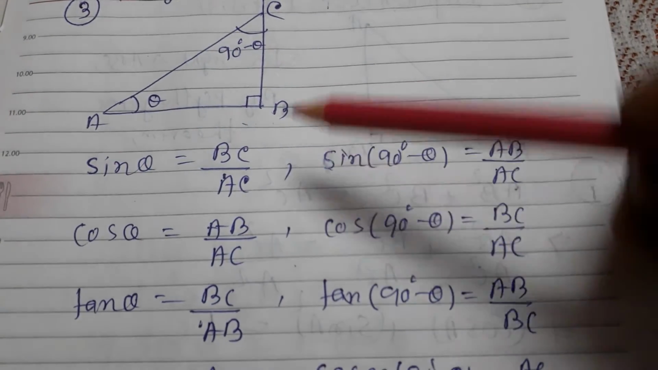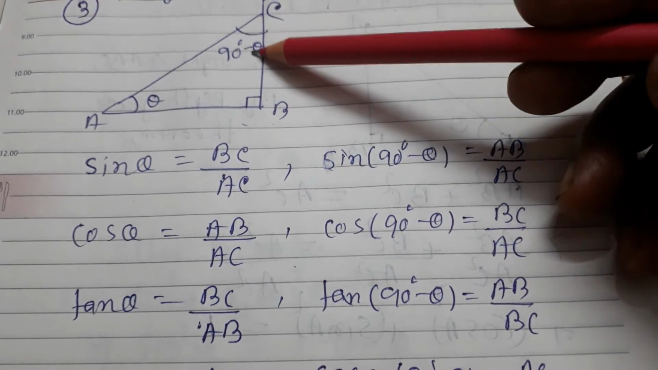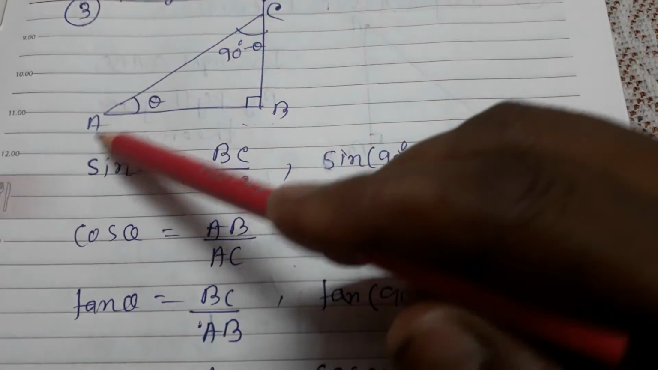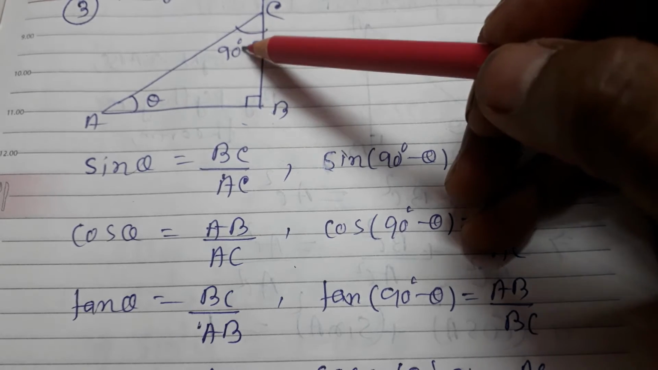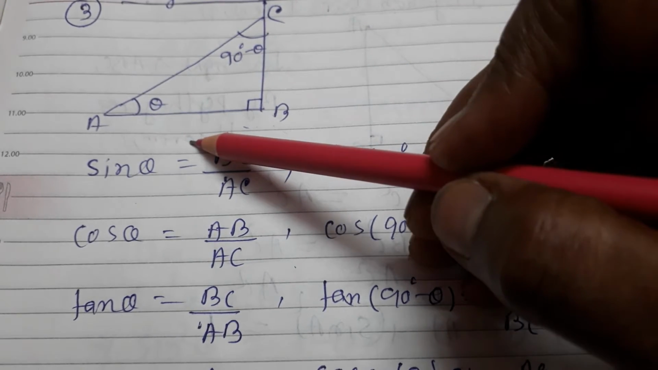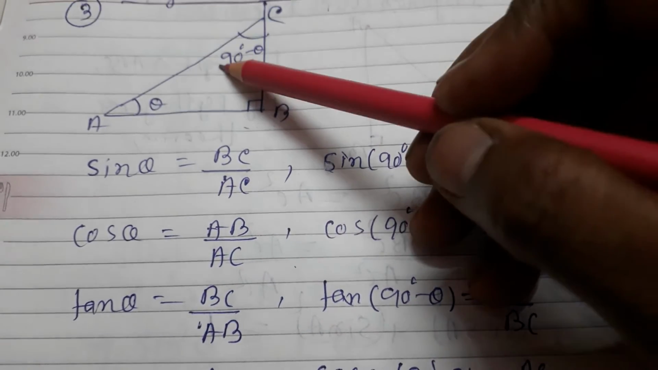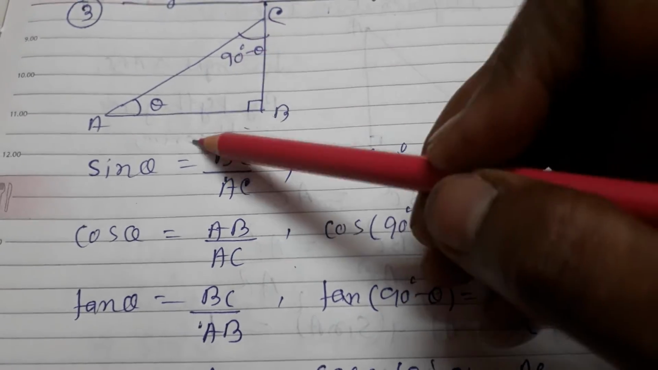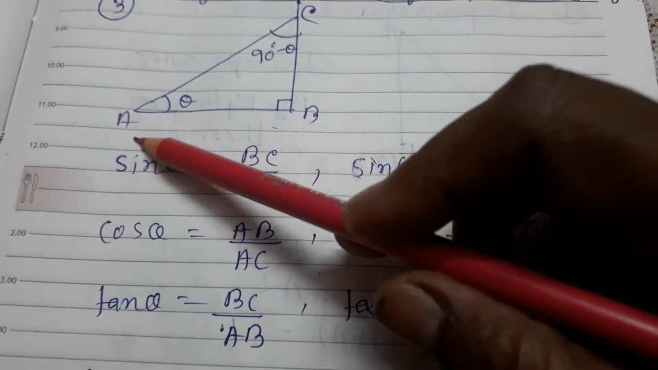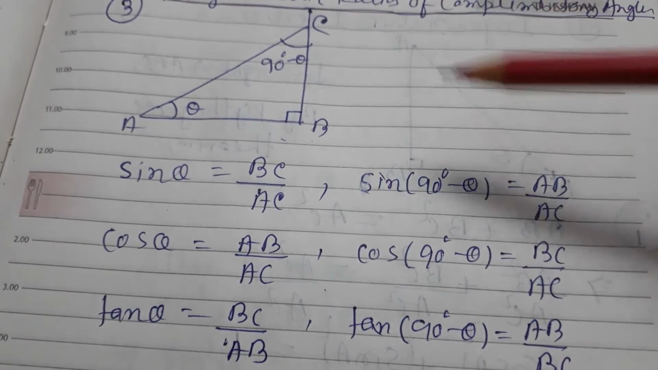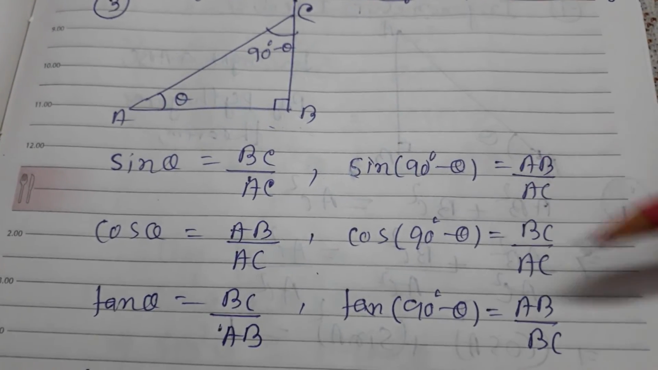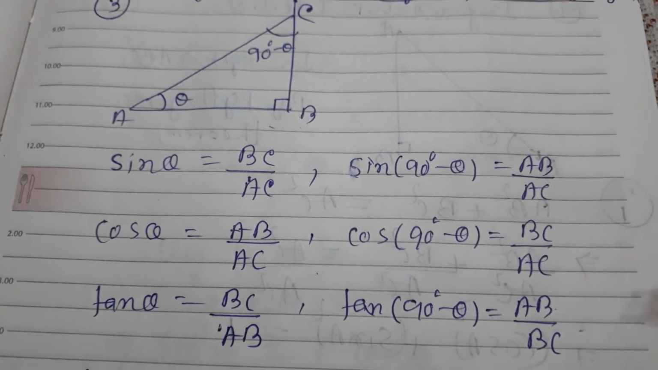And now sin 90 minus theta, you look here, is AB by AC, because it is perpendicular by hypotenuse, and from this angle, this is the perpendicular. Sin 90 minus theta, so the opposite side is the perpendicular. So AB by AC, and cos 90 minus theta is BC by AC, and tan 90 minus theta is AB by BC.